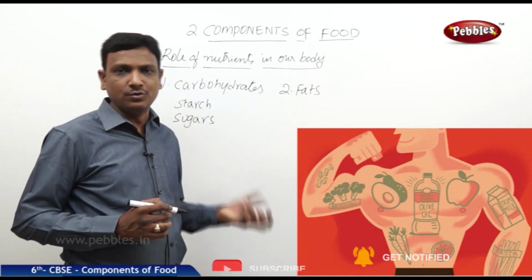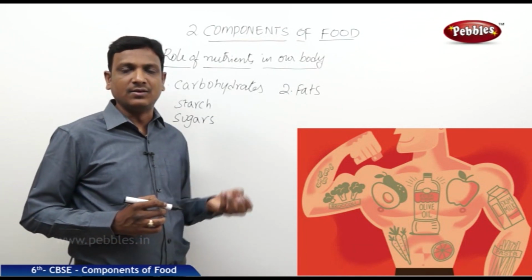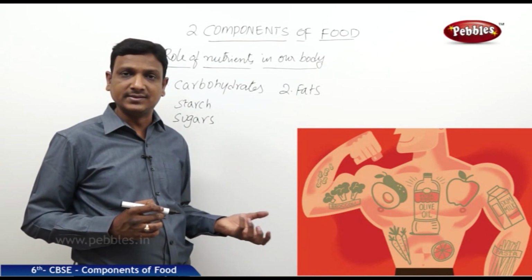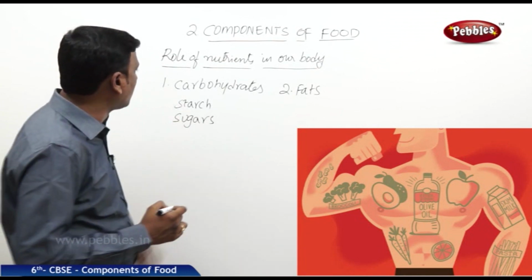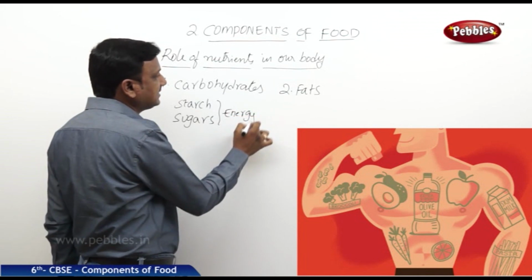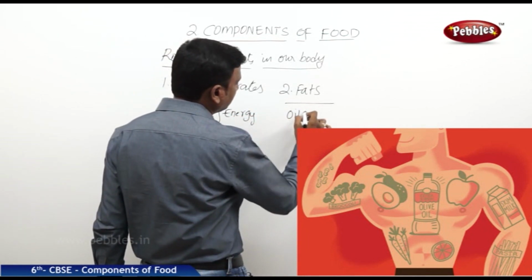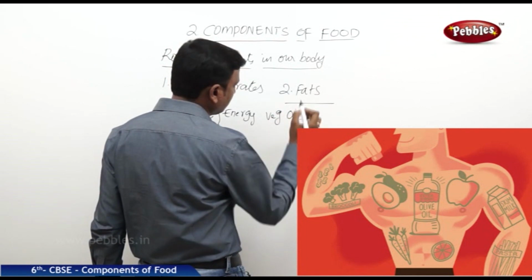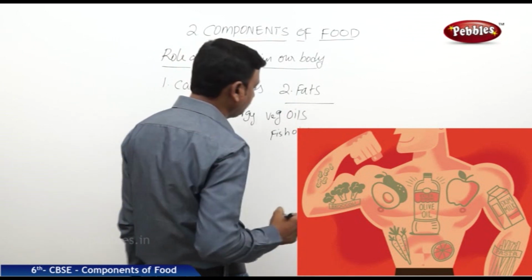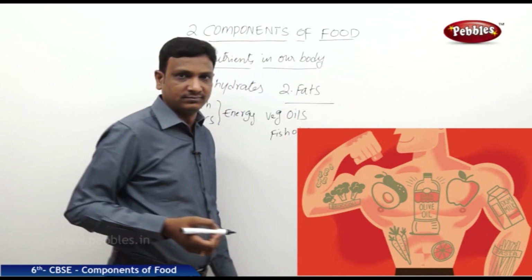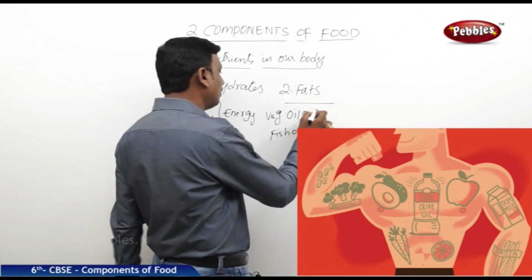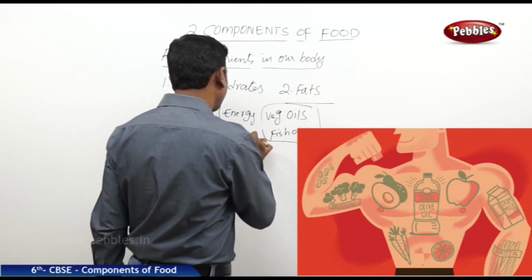Sugars: all the fruits contain sugars. The white sugar that you use in tea, coffee, milk is a sugar, it is also a carbohydrate. So all the sugars and starches are carbohydrates, they provide us with energy. At the same time, fats and oils, the vegetable oils and fish oils and animal fat, you are consuming meat, chicken, it contains fat, it contains oils. So these oils also provide us energy.